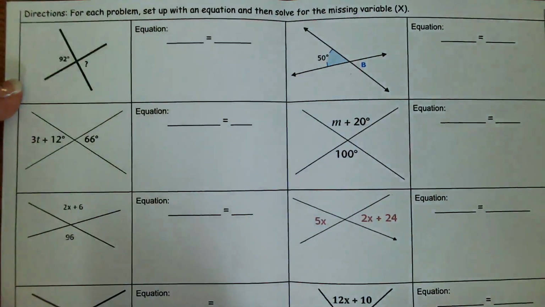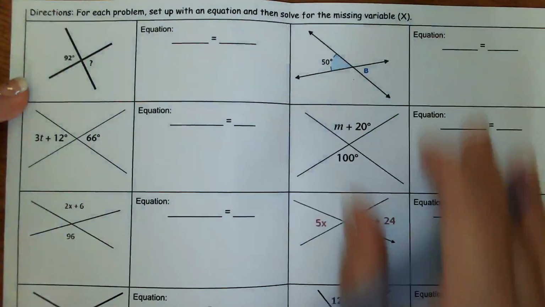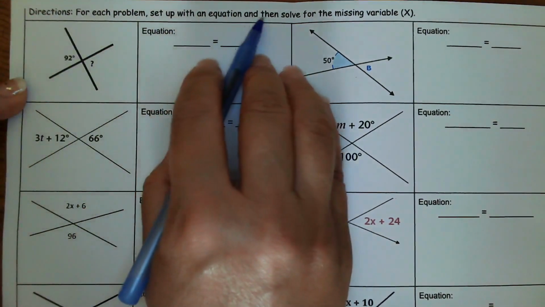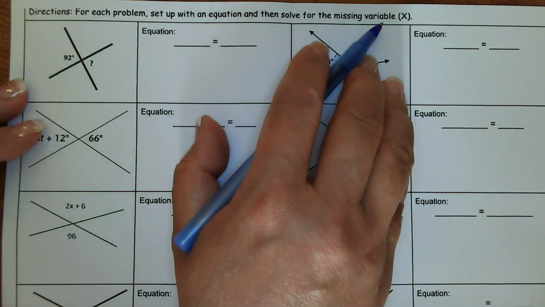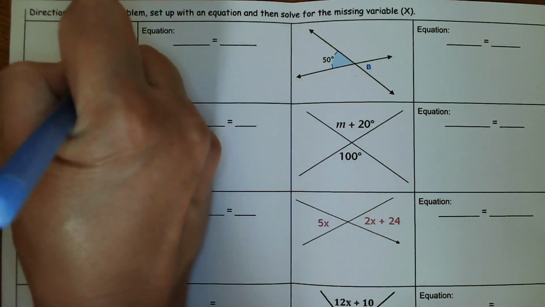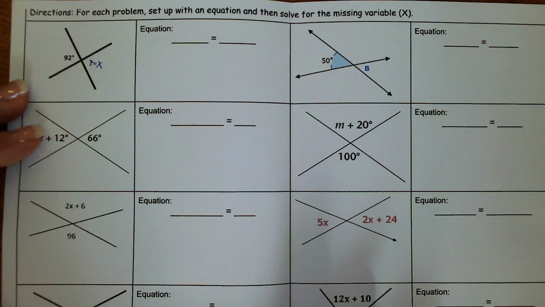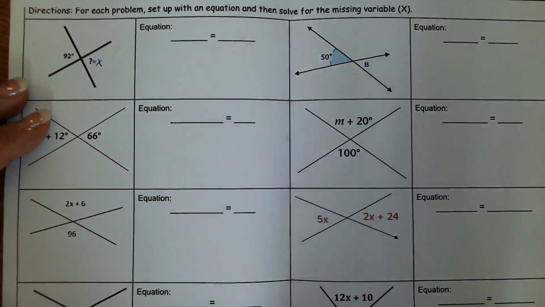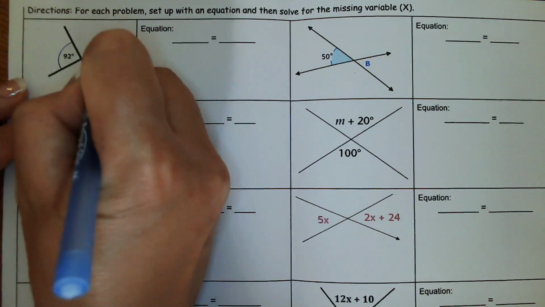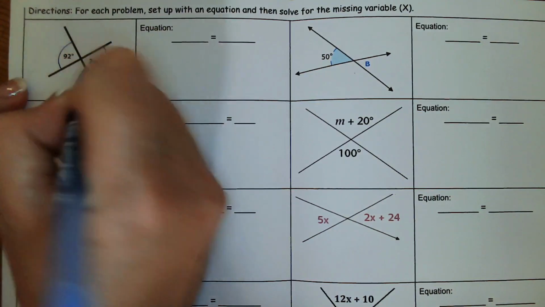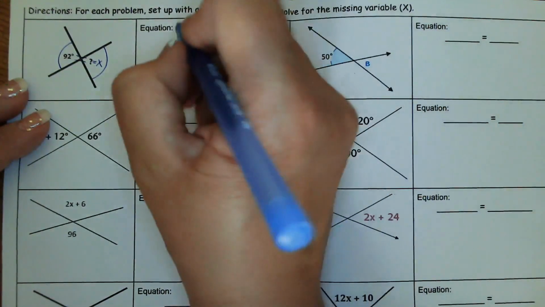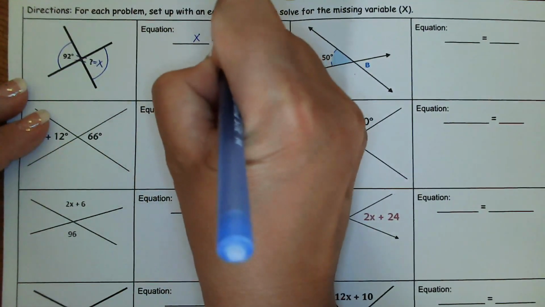We have the left side for me to explain, the right side for you to try. In the directions for each problem, we're going to set up an equation and then solve for the missing variable x, or question mark in this instance right here. We can label it x, and then we'll see what the measure of each angle is as well. So for the first equation, very simple. 92 on one side, the opposite must be 92 as well, because vertical angles are congruent, and we can write the equation that 92 equals x, or x equals 92 degrees.